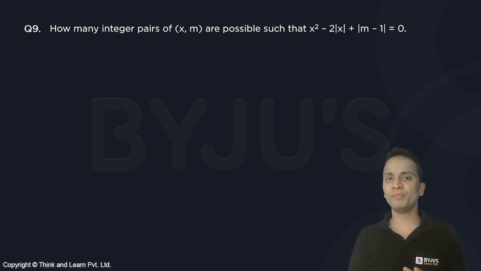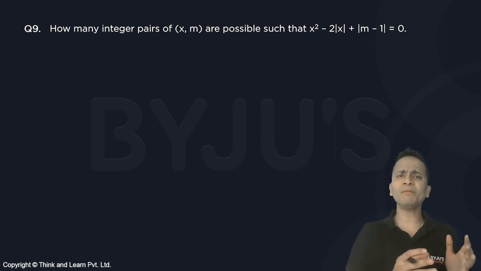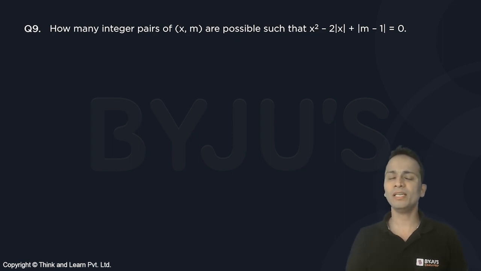Now, first of all, we'll make cases based on the values of x. So the value of x can be equal to 0, it can be greater than 0, or it can be less than 0. Similarly, for the second modulus m minus 1, we can take m minus 1 to be greater than or equal to 0 or less than 0, right? So there will be, I think, a total of 5 or 6 cases. We'll explore them one by one.